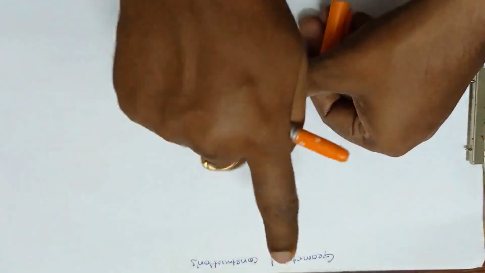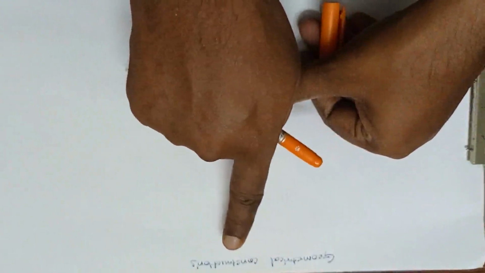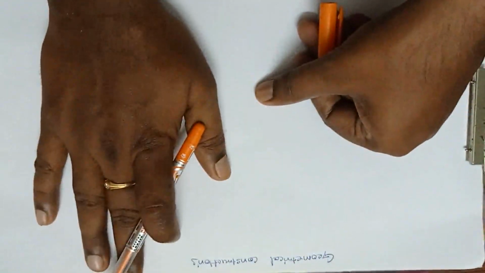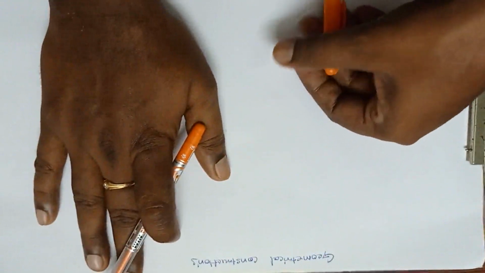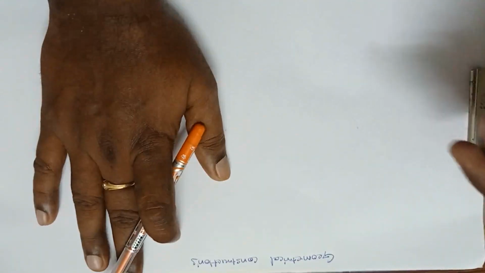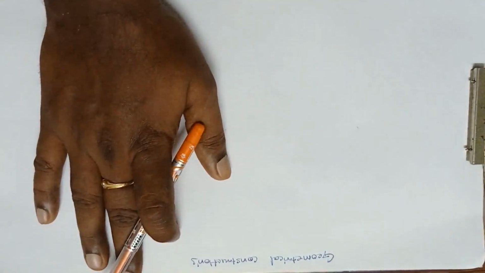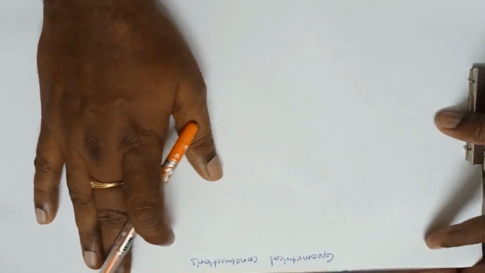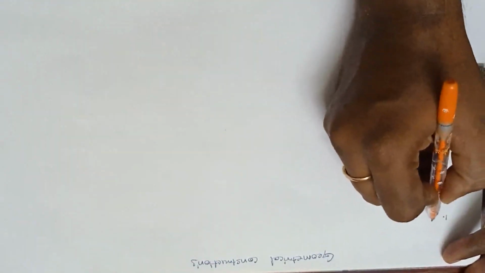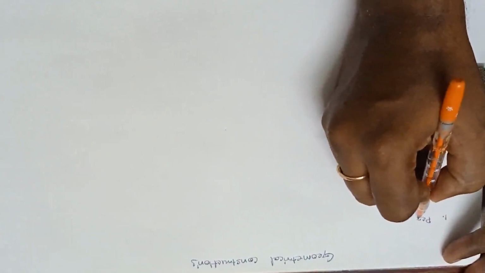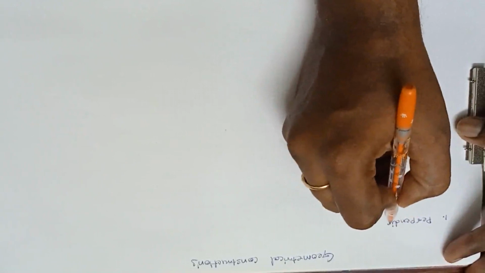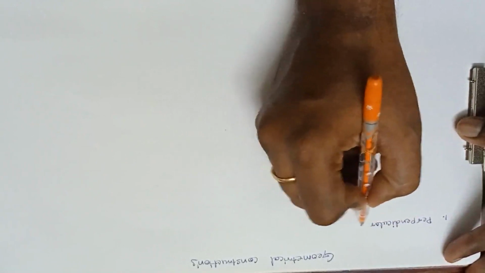Okay, our new topic is geometrical constructions. Now, let us come to the first drawing, that is perpendicular bisector. Okay, now I'll write our first diagram. Perpendicular bisector.